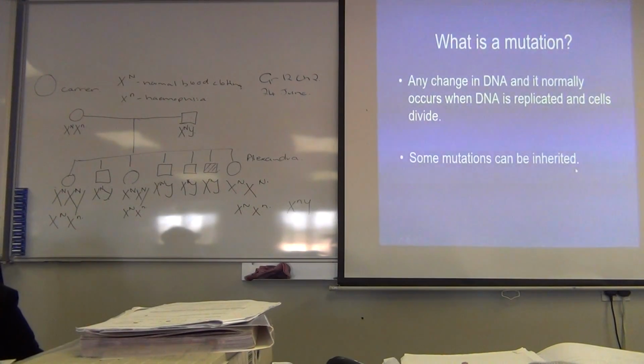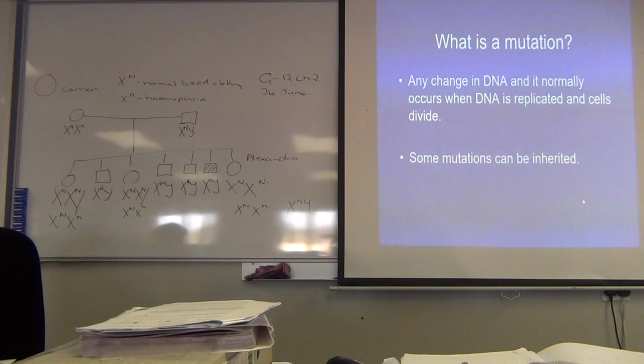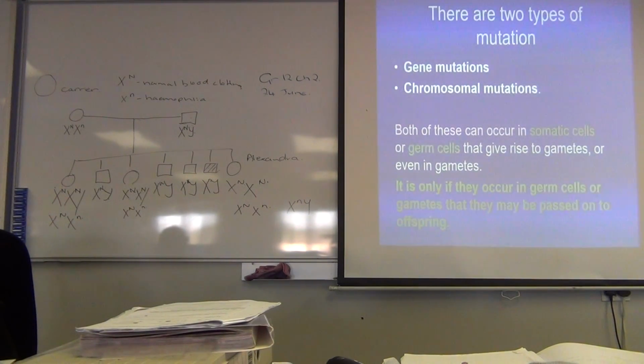Some mutations can be inherited. Where do those mutations have to occur to be inherited? In the gonads. Okay, you need to be very specific: in the germinal epithelium of the gonads, because those are the cells that divide and form sperm or ova.